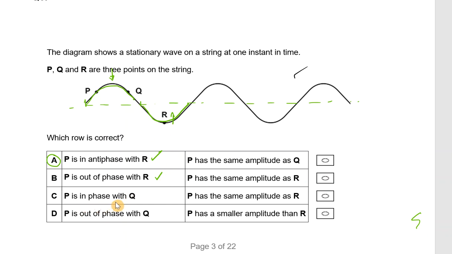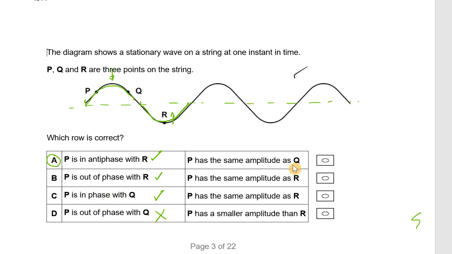P is in phase with Q. Yes, it is in phase with Q. They're at exactly the same moment in their cycle, so they are in phase. P is out of phase with Q. No, that would be like the opposite statement to the one just above it.